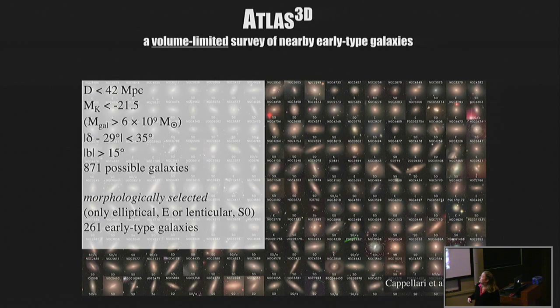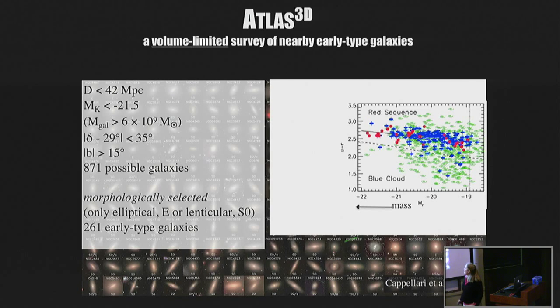Of the 871 possible galaxies, Michele looked at all of them by eye for spiral structure, and he found 261 of them were early type galaxies. When you look at them on the color mass diagram, they lie here. The green spirally things are spirals, and the red and the blue are Atlas 3D galaxies. The red blob stands for slow rotators, that is dispersion-dominated early type galaxies, and the oval blue one is fast rotators, which are rotation-dominated early type galaxies.